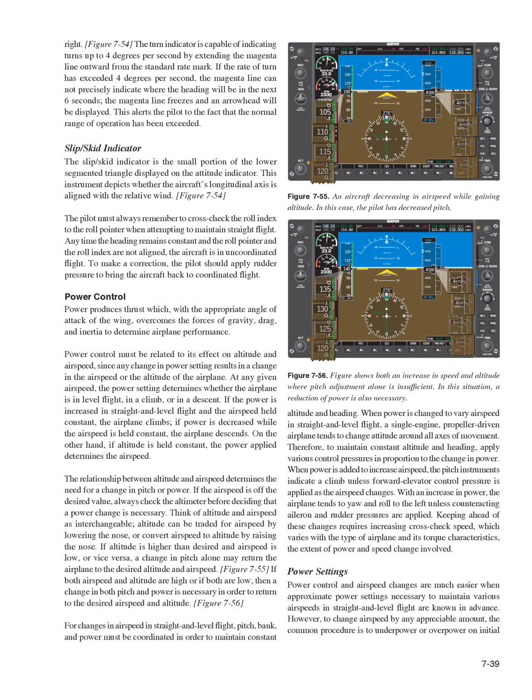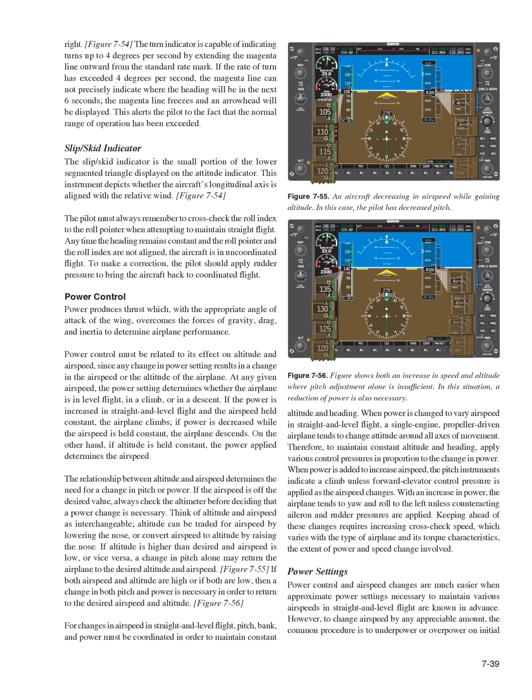If the rate of turn has exceeded 4 degrees per second, the magenta line cannot precisely indicate where the heading will be in the next 6 seconds. The magenta line freezes and an arrowhead will be displayed. This alerts the pilot to the fact that the normal range of operation has been exceeded.